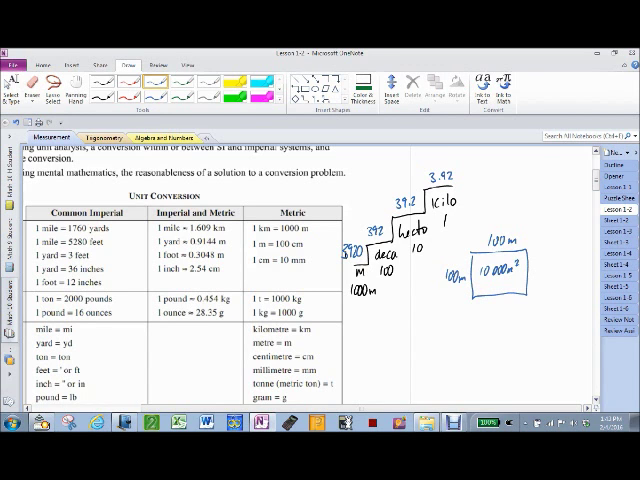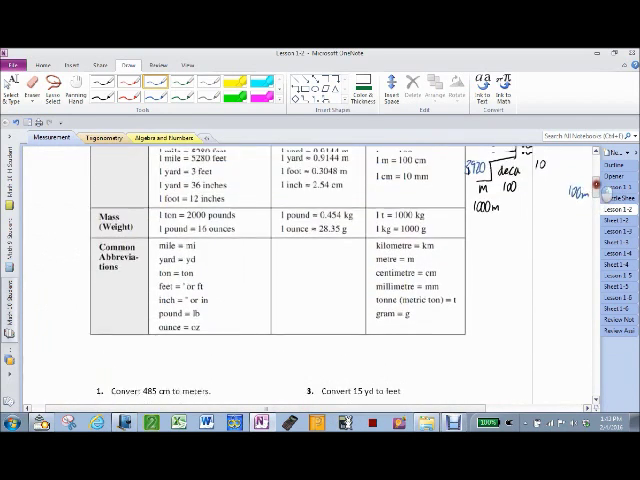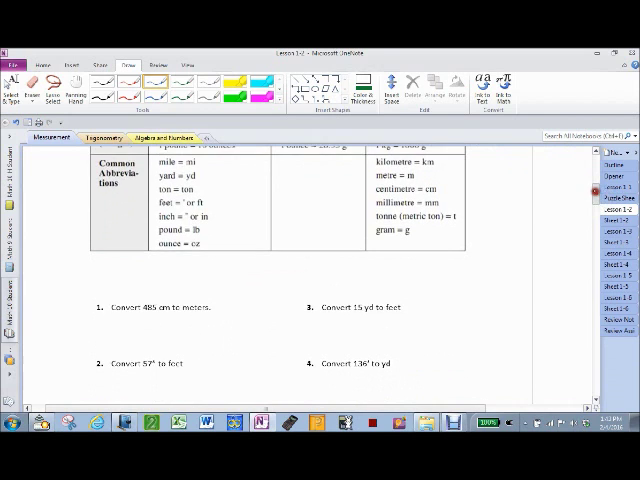Everybody good? Okay. So that's SI conversions. But of course, you guys are aware there's imperial conversions as well. So the next thing I'd like to talk about is how you do a conversion. And what I'm about to show you works no matter what, whether you're converting metric to metric, imperial to imperial, or metric to imperial. It will work anytime you have to convert anything.